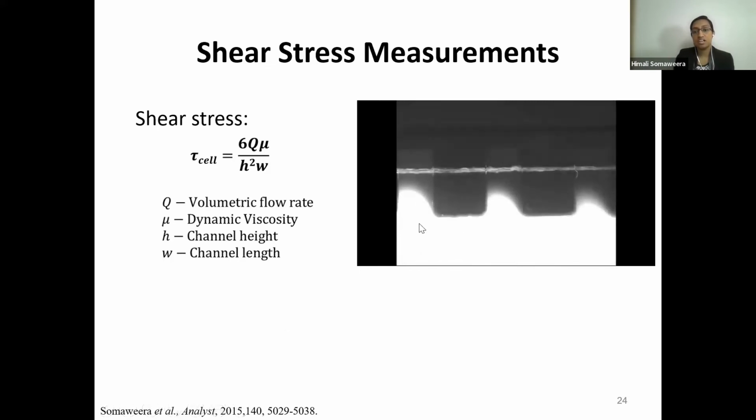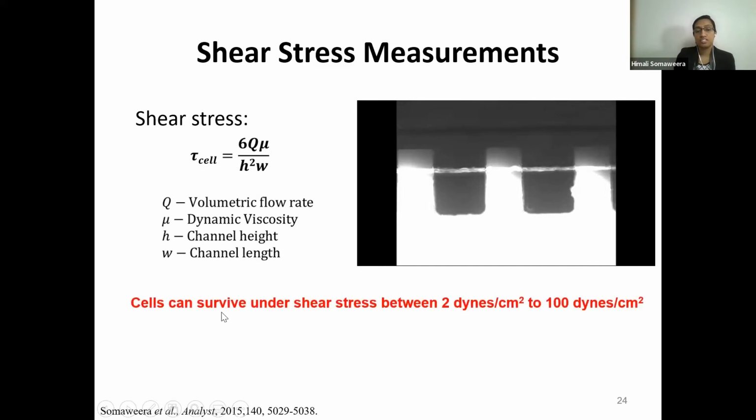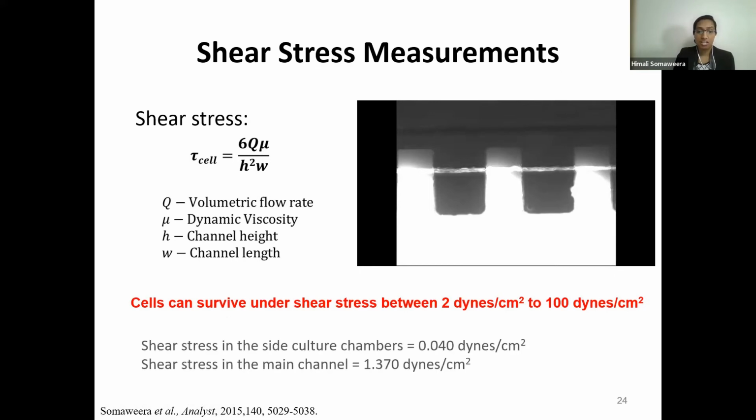So this is how the fluorescence dye diffuses into the side chambers. Once we calculated, usually cells can only survive under shear stress between 2 dynes and 100 dynes per square centimeter, but we calculated the shear stress inside the side chambers at 0.04, which is pretty low compared to the cell survival range, and in the main channel it is 1.3. So that is the advantage of this device, that the shear stress on cells is minimized.